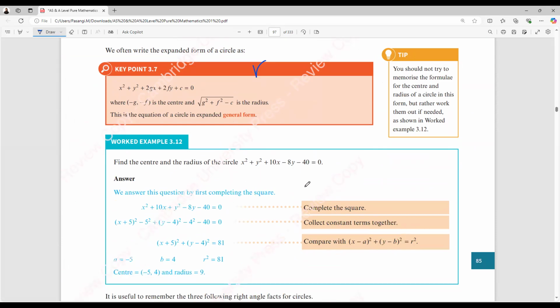This one, x squared plus y squared plus 10x minus 8y minus 40 is equal to 0. Now, they are asking to write this same equation in the form of completing squares. How are we going to write this?